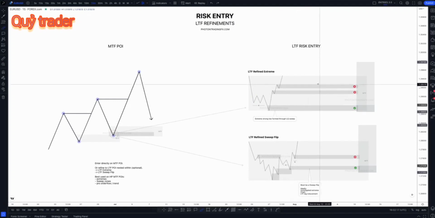And very often, but not always, there'll be multiple lower time frame POIs to choose from. So which one do you pick? Because you could take loads of losses. So generally, there's kind of two sort of setups, I guess you could say, for refined risk entries.